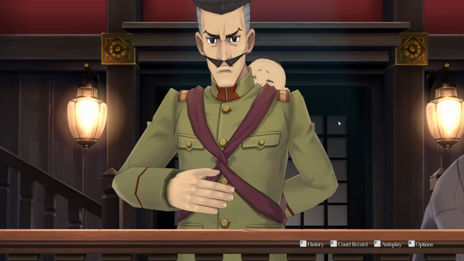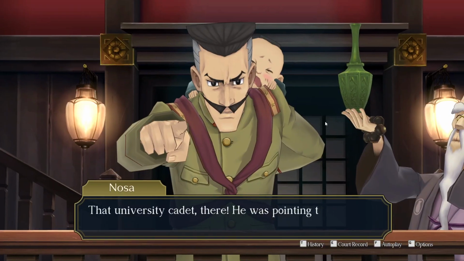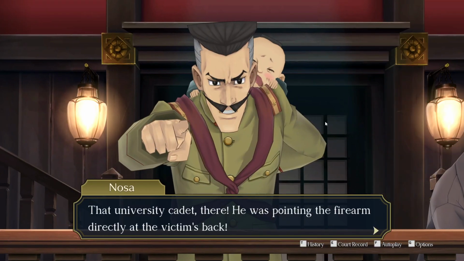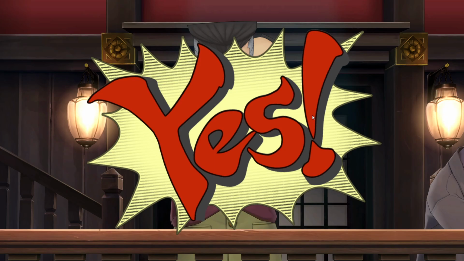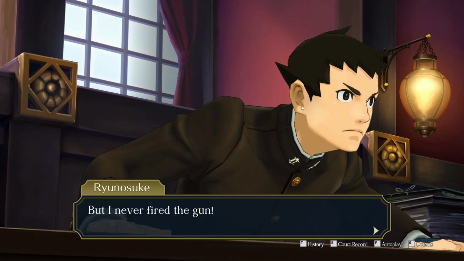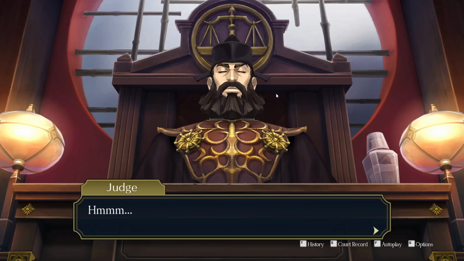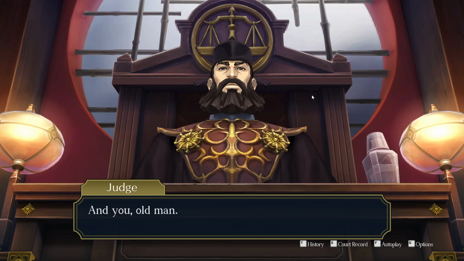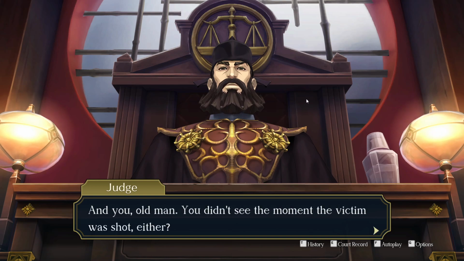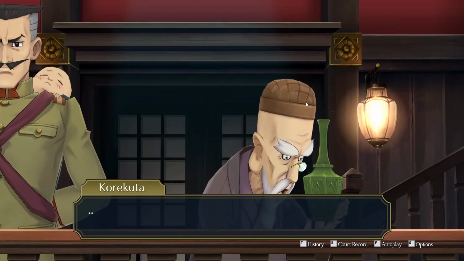But I definitely saw him. That university cadet, there! He was pointing the firearm directly at the victim's back. Yes! But I never fired the gun. All I did was pick it up off the floor. And you, old man, you didn't see the moment the victim was shot either?